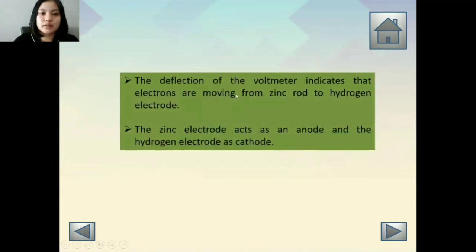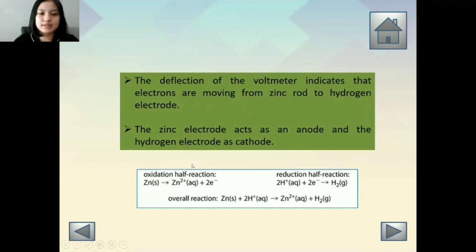The deflection of the voltmeter indicates electrons are moving from the zinc electrode to the hydrogen electrode. Okay, these are the half equations. The zinc undergoes oxidation and the hydrogen ions will undergo reduction.